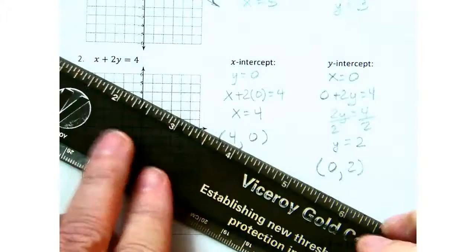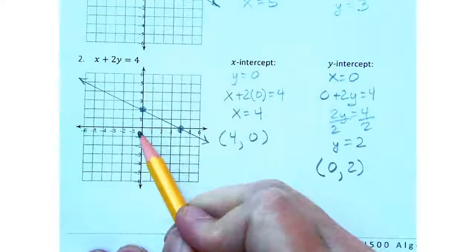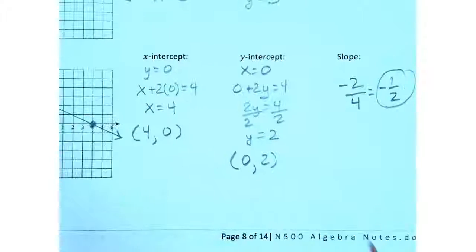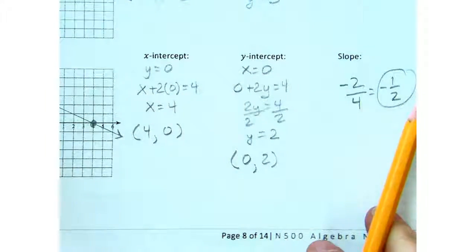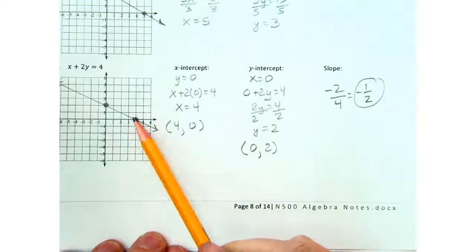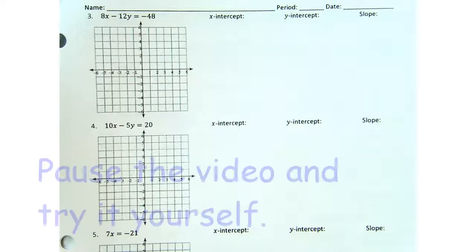Graph this point on the y-axis. We now have 2 points, so we can graph a line. Once we have a line, let's take a look and see what the slope is. Down 2 and to the right 4 equals -1/2. Once again, look at our original equation and notice a pattern. Now pause the video and try the next example yourself.